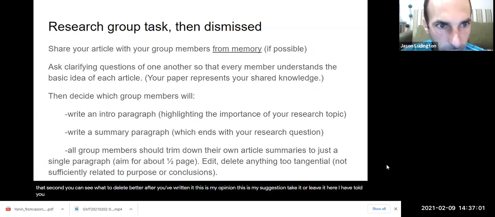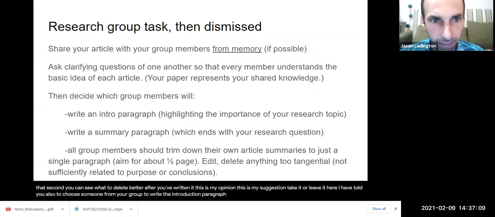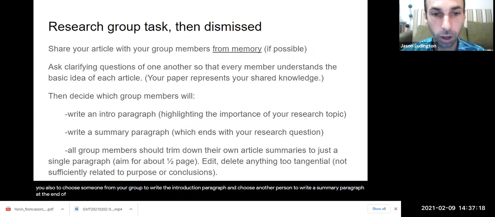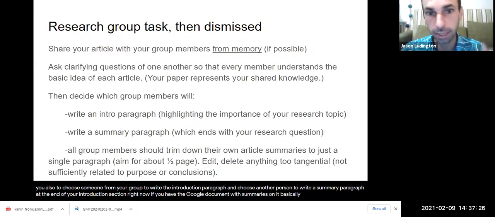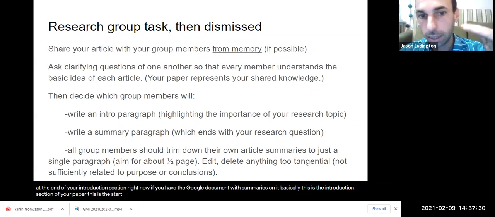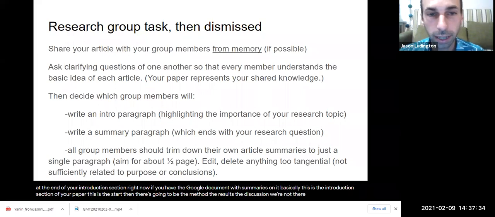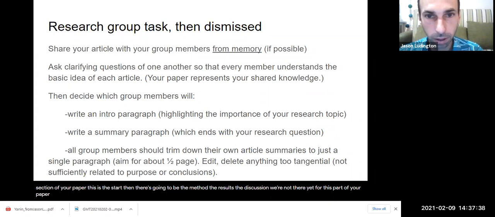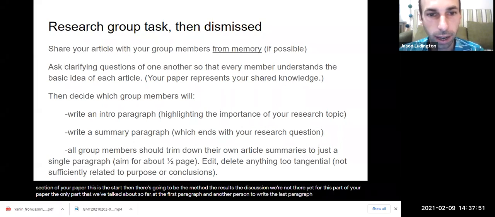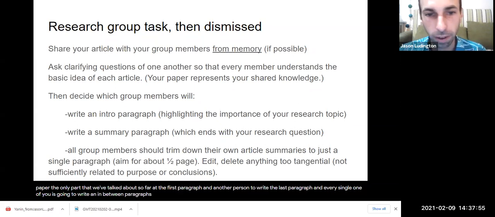Here I have told you also to choose someone from your group to write the introduction paragraph and choose another person to write a summary paragraph at the end of your introduction section. Right now, if you have the Google document with summaries on it, basically this is the introduction section of your paper. This is the start. Then there's going to be the method, the results, the discussion. We're not there yet. For this part of your paper, the only part that we've talked about so far, choose someone to write the first paragraph and another person to write the last paragraph. And every single one of you is going to write an in-between paragraph, a paragraph that comes between the first and last paragraphs of the introduction section.